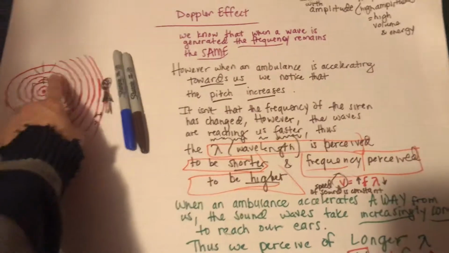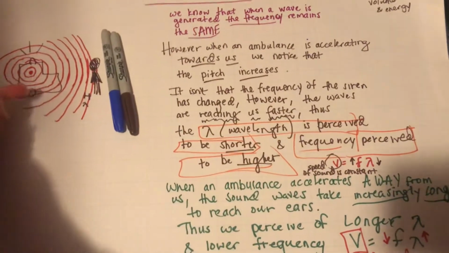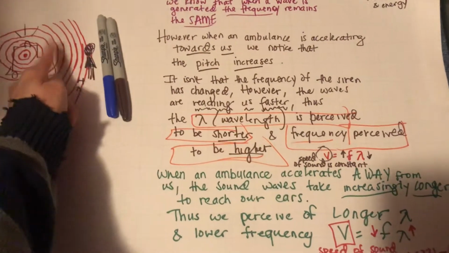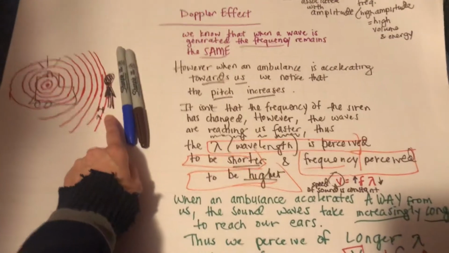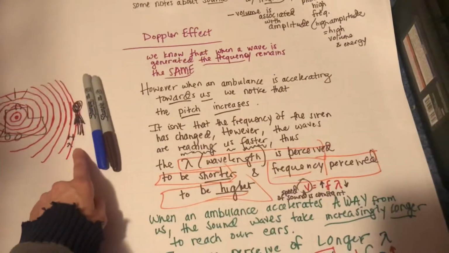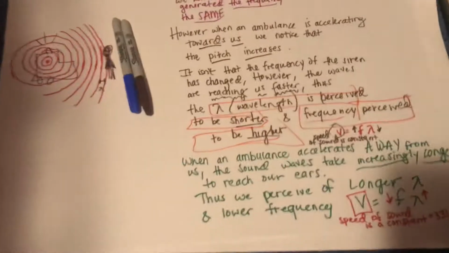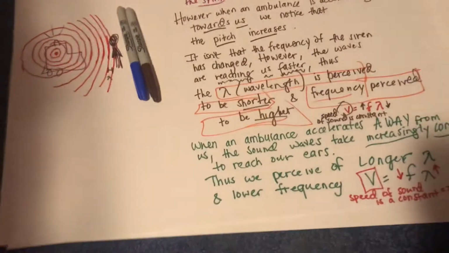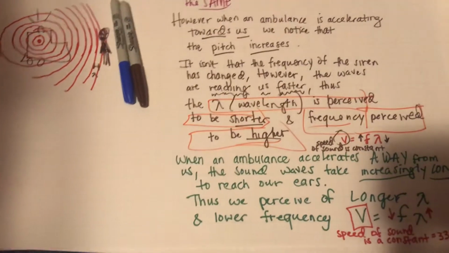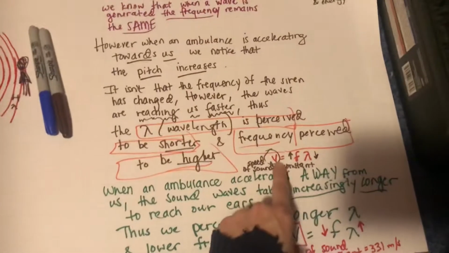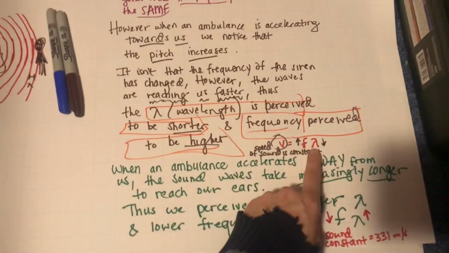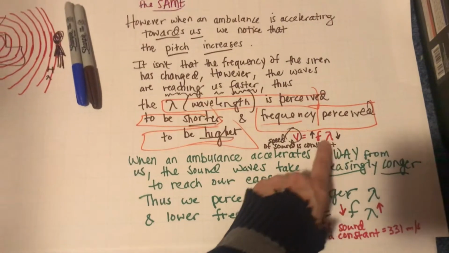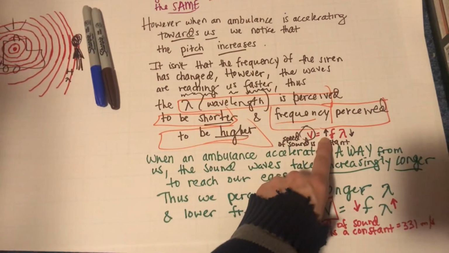It's putting out a uniform frequency of those waves, but as it's driving towards you, those wave fronts will hit you faster and faster, so you will perceive an increasingly smaller wavelength, lambda, which in turn results in a higher perceived frequency, given by the equation v equals f lambda. Speed of sound is a constant, so if the perceived wavelength decreases, the perceived frequency will increase.